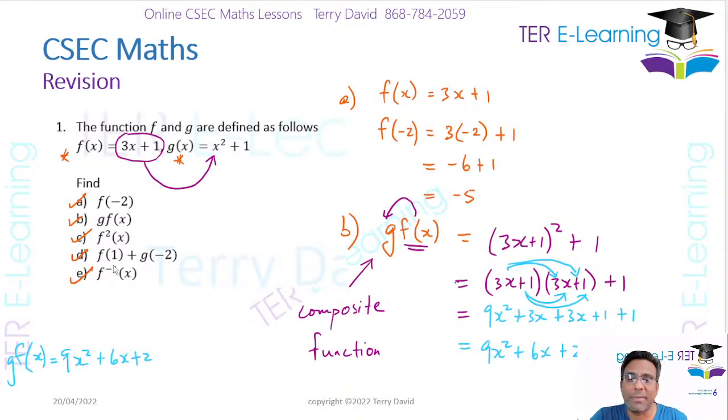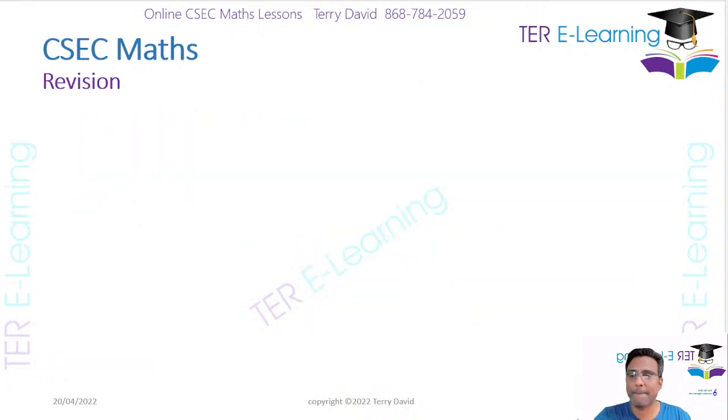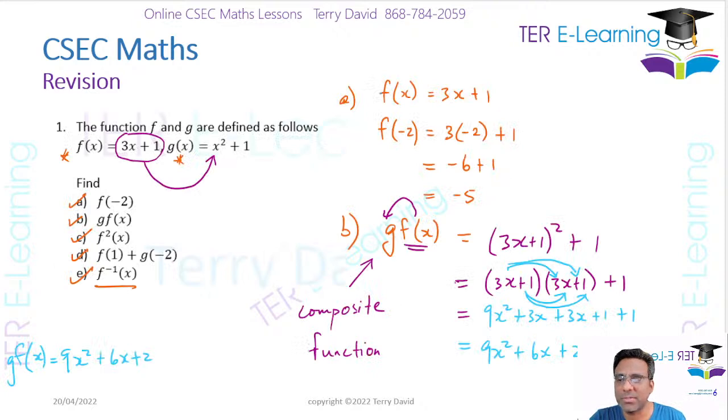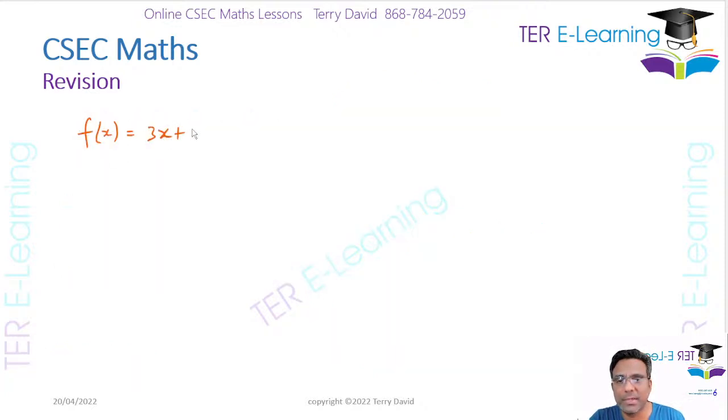And the last part, they want me to find f inverse, which is the inverse of my function. So f of x is equal to 3x plus 1, and I want to work out my inverse. This is called the inverse of a function. There are certain steps that we need to use in order to find that. My first step is to let y equal 3x plus 1 as step 1.